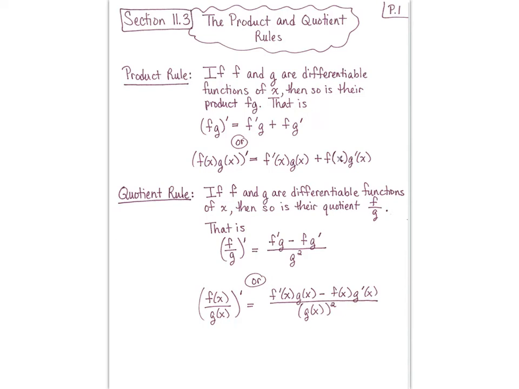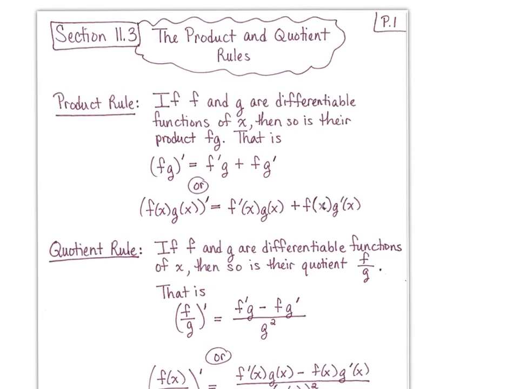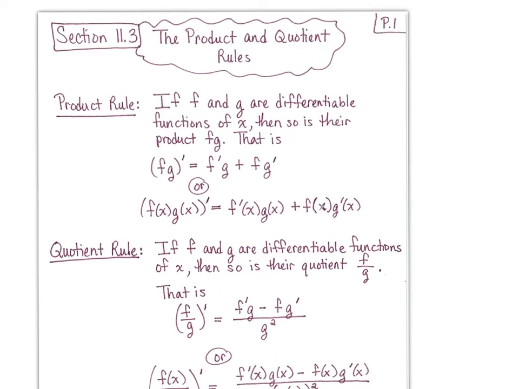The product and the quotient rules. So we've been learning about derivatives and how to take the derivative of specific functions, but now we're going to learn two more rules that allow us to take the derivative of more complicated looking functions. So if f and g are differentiable functions of x, then so is their product f times g.